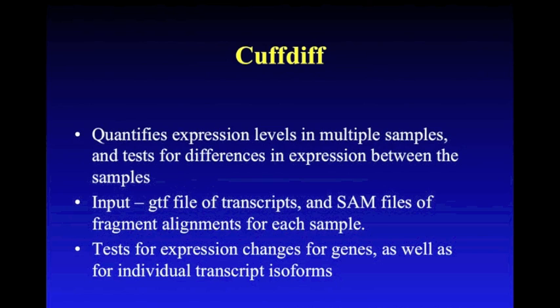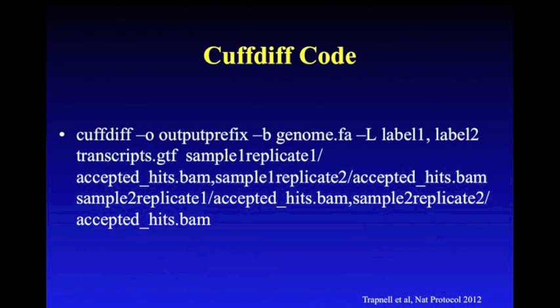Cuffdiff is a program that quantifies expression levels in multiple samples and tests for differences in expression between the samples. The input is the combined GTF gene file from cuffmerge, as well as the SAM files from each individual cufflinks run on each sample. It is able to test for expression differences between genes as well as between isoforms of genes. To run cuffdiff, the arguments are the output prefix, a FASTA file of the reference genome, labels like the sample name for each sample, the combined transcript GTF file, and then for each sample, a comma-separated list of the accepted hits.bam file for each replicate.